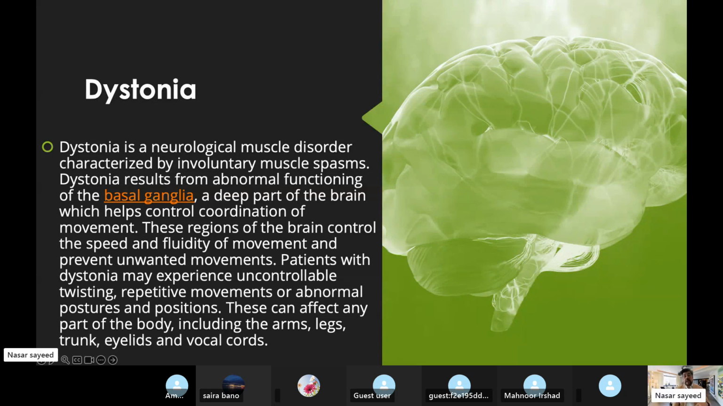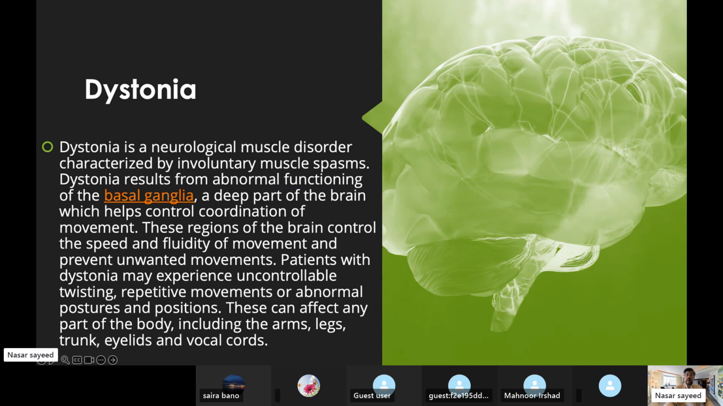Patients with dystonia may experience uncontrollable twisting, repetitive movements, or abnormal postures and positions. So they may be sitting like this for a long period of time. And you say, okay, there is no disturbance as such in the gait and walking, but they are walking in an abnormal position, which is not usual. So you will see that there is stiffness of some parts of the body, and it could be dystonia.